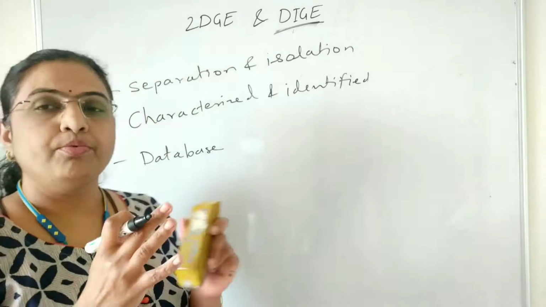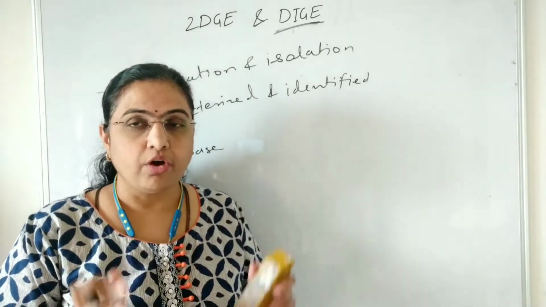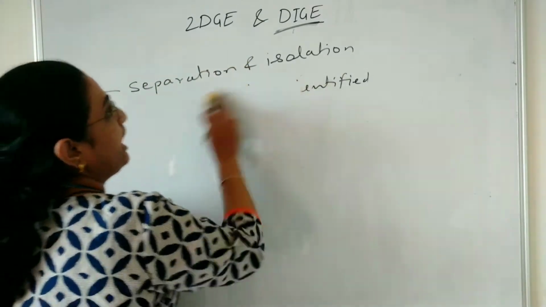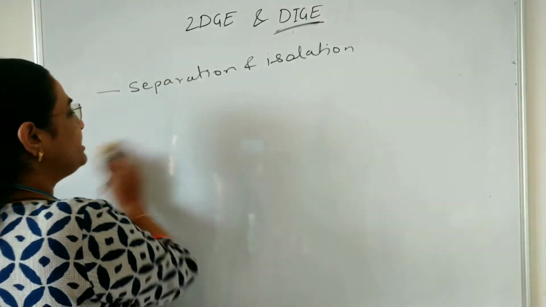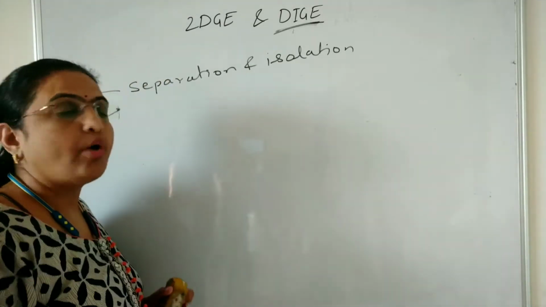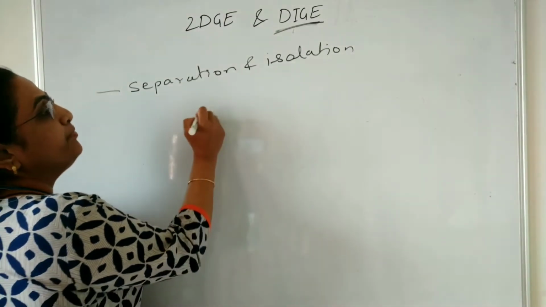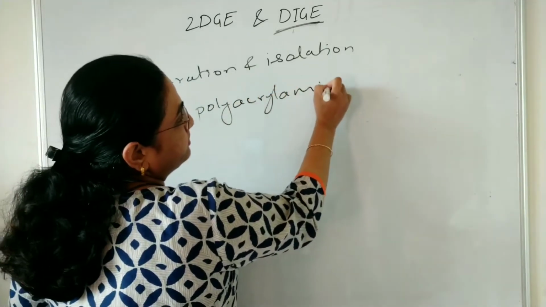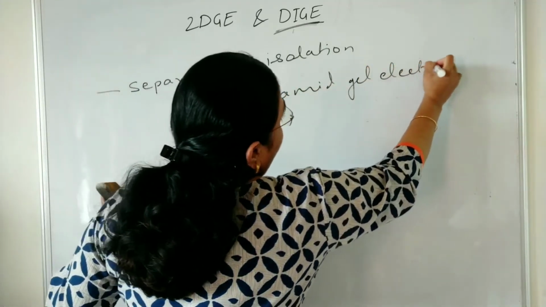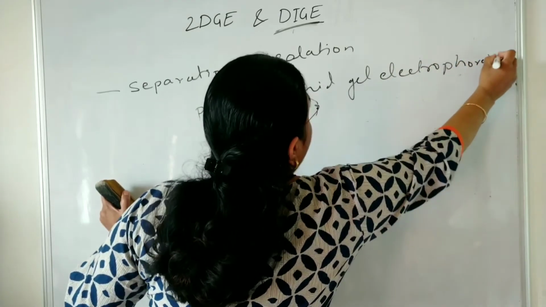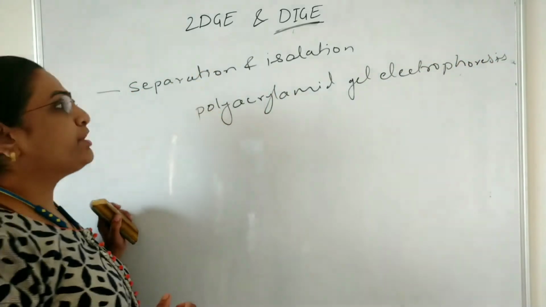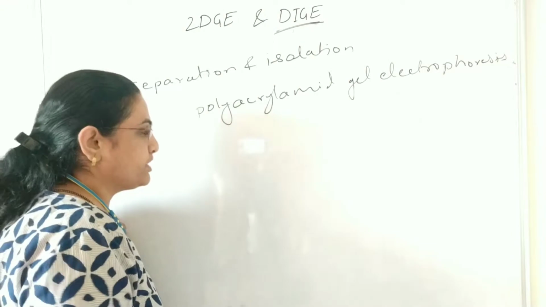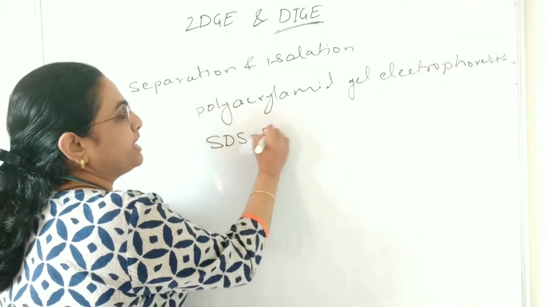So the first step for proteome analysis is the separation and isolation of the proteins. And in molecular biology, the best method for the separation and isolation of proteomic proteins is polyacrylamide gel electrophoresis. This is the most frequently used method for the isolation of proteins. It is the polyacrylamide gel electrophoresis, the SDS-PAGE.